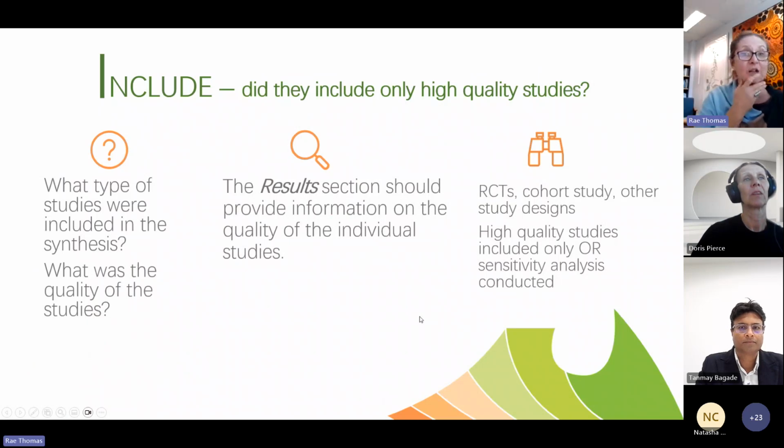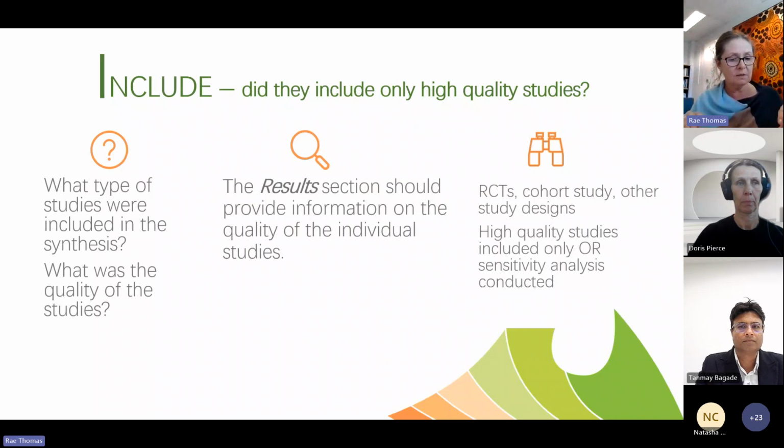FAITH, we're talking about include now. So did they include only high quality studies? They've assessed them, they've done something with them. Now I want to know, what did they do in the results section with these included studies?